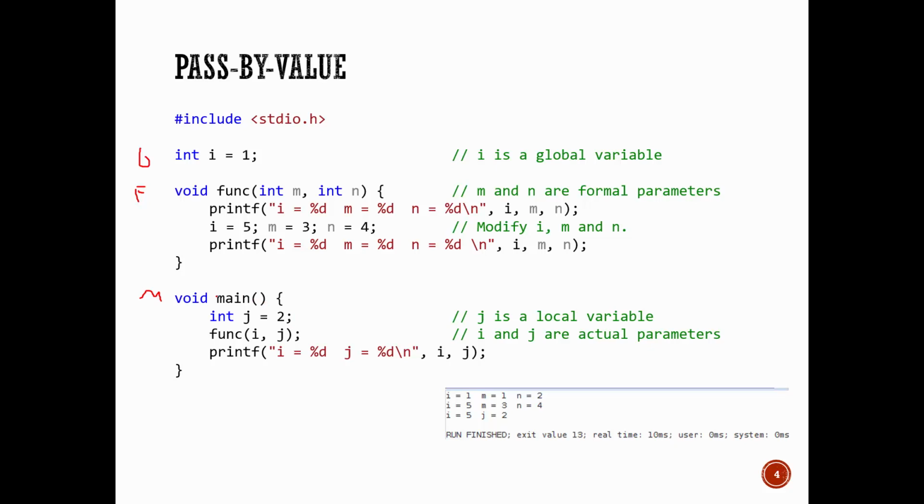So main runs, so we can imagine we have a new stack frame created for main. And inside there's going to be space for j. j is a local variable inside of main. And so j initially has the value 2 being set into it. And then we run func i and j.